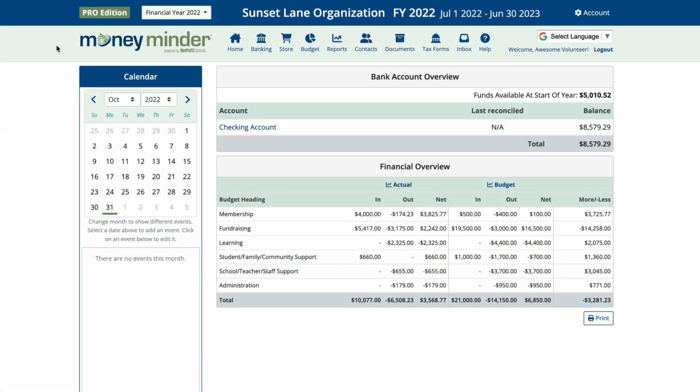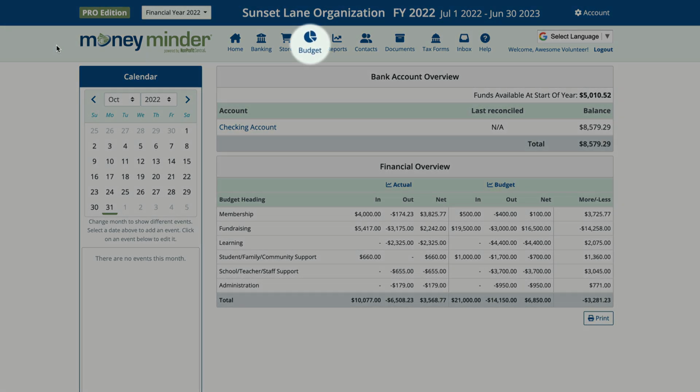If you're a local organization that has a parent organization that you pass funds through to, let's say for membership, you'll want to use these special instructions for handling those funds since they really don't belong to you. Start by clicking on the budget icon in the toolbar.